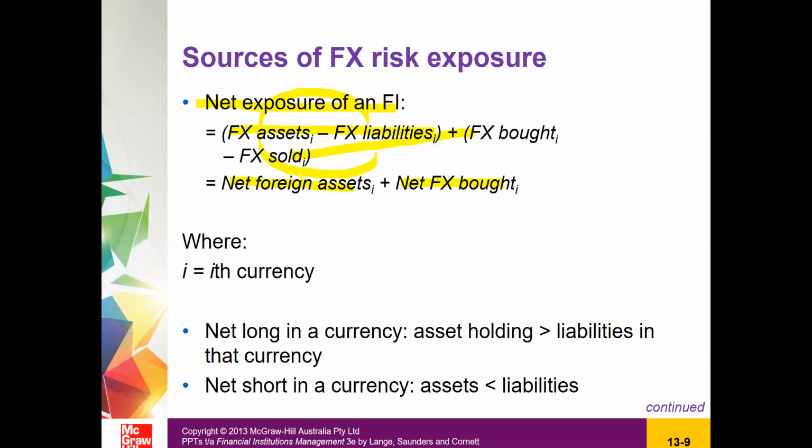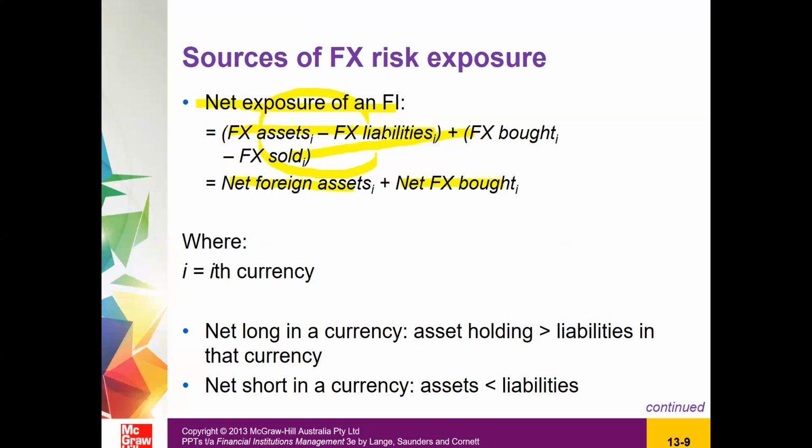I repeat. If a financial institution has a higher amount of foreign currency assets than foreign currency liabilities, that indicates a net long position. A net long position means it purchased more foreign currency than it sold. Since it has a net long position in the foreign currency, if this foreign currency value declines, it will face a loss. So it takes the risk that the foreign currency will fall in value in relation to the domestic currency.